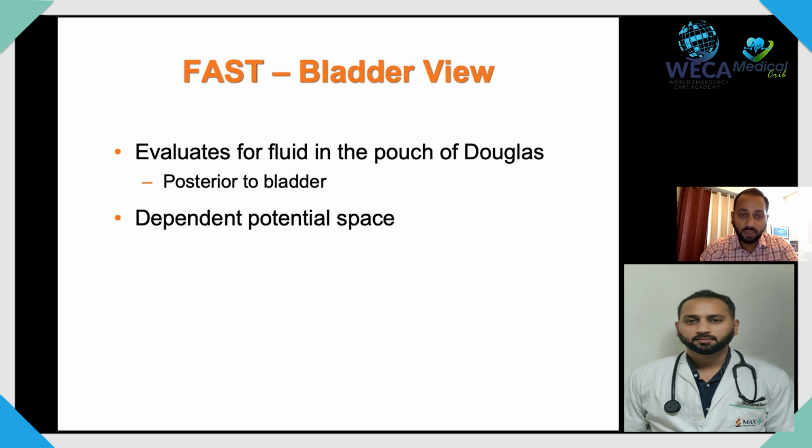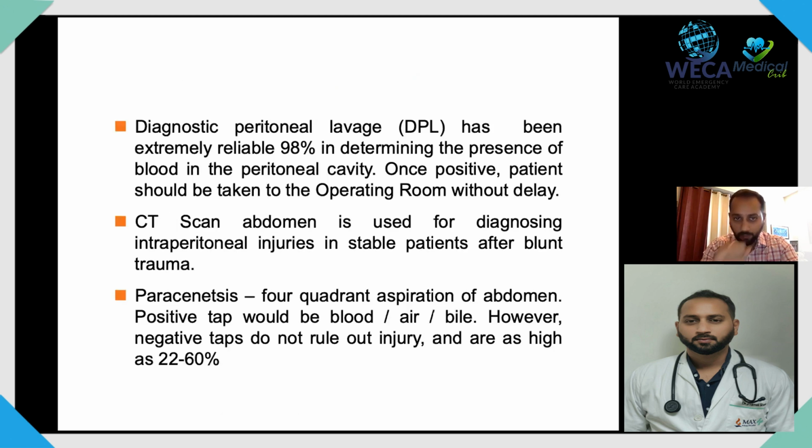It is again a potential dependent space. Now, other modalities: there is DPL, diagnostic peritoneal lavage, there is the CT scan of the abdomen, and there is paracentesis. Diagnostic peritoneal lavage, DPL, has been extremely reliable, up to 98% in determining the presence of blood in the peritoneal cavity, and it can also give us an idea about the rupture of hollow viscus, that is the intestines. Once it is positive, the patient should be taken right away to the operating room.